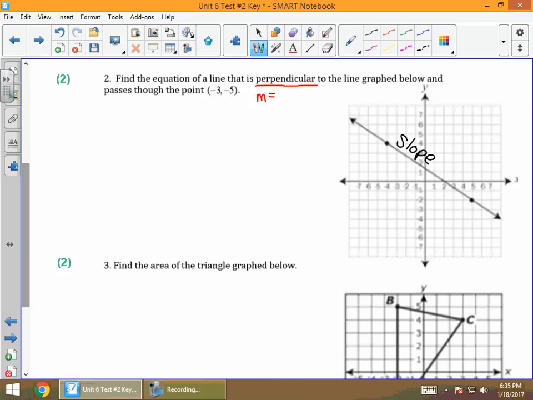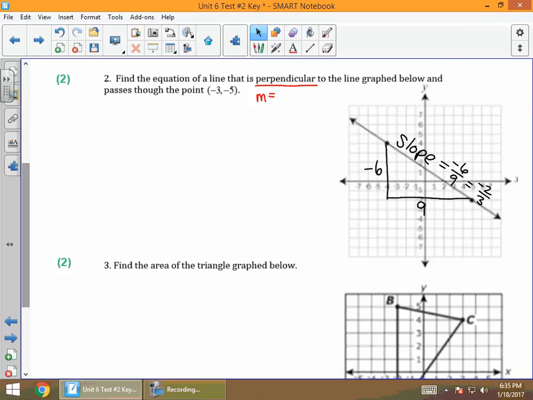So the slope of this one looks like it comes down. What is that? 1, 2, 3, 4, 5, 6. It comes down 6. And it runs to the right. What is that? 1, 2, 3, 4, 5, 6, 7, 8, 9. So that means this slope is negative 6 over 9, which is negative 2/3. So that is the slope that's given.